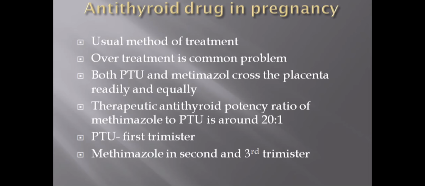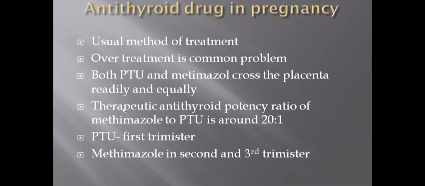So the aim of thyrotoxicosis treatment during pregnancy should be keeping the mother in the subclinical hyperthyroidism range to prevent fetal hypothyroidism. When it comes to drug selection, the commonly used antithyroid drugs, both in pregnant and non-pregnant mothers, are thionamides, including PTU and methimazole. Both PTU and methimazole cross the placenta readily, and they will have an effect on the fetus.